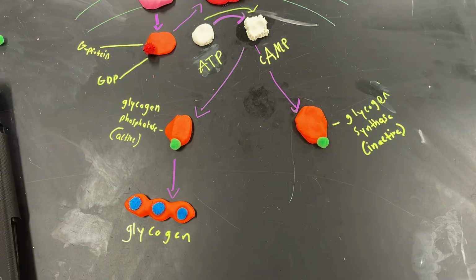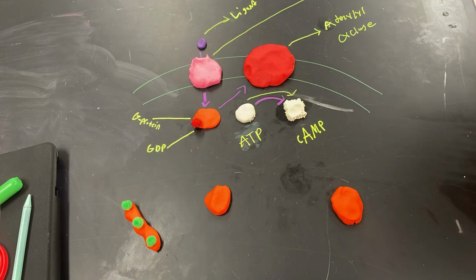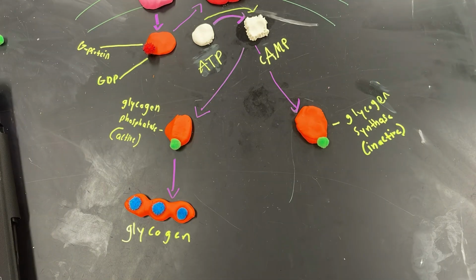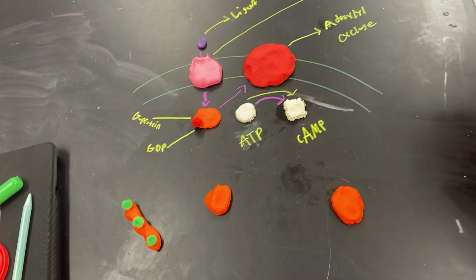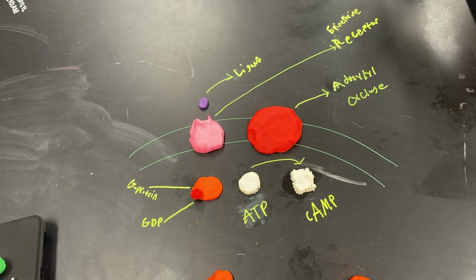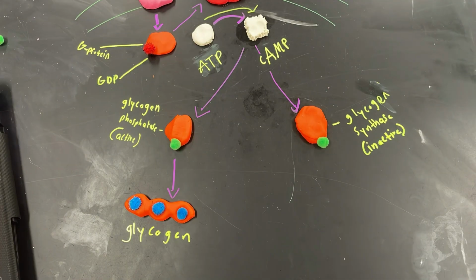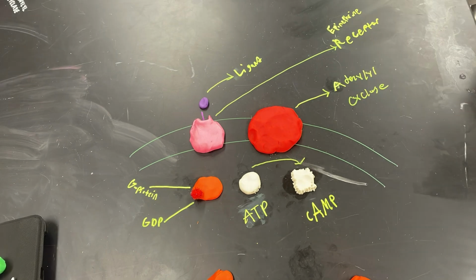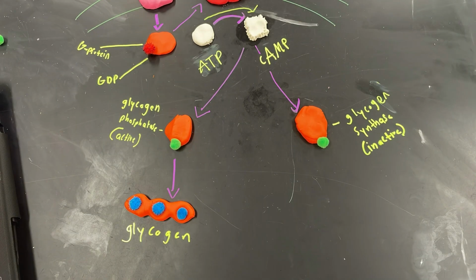cellular response. In the case of epinephrine, cAMP activates protein kinase A, which will then phosphorylate and activate phosphorylase kinase. This causes the activation of glycogen phosphorylase, the enzyme responsible for glycogen breakdown, and deactivation of glycogen synthase.